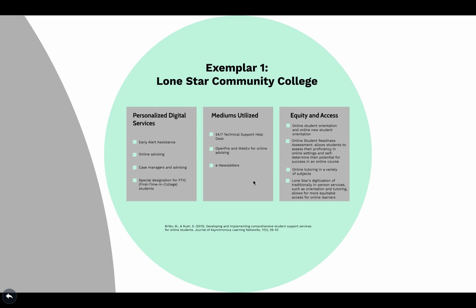Lastly, Lone Star's online services are uniquely geared towards equity and access. For example, orientation for returning and new students can be conducted entirely online. Students are able to self-assess their capacity for taking online classes using a tool through the university site, and tutoring is offered remotely. This is really important for equity and access because assessments, orientation, and tutoring, all important processes to success in a university setting, are generally conducted in person. The digitization of these core services allows expanded access and equity between residential and online learners.